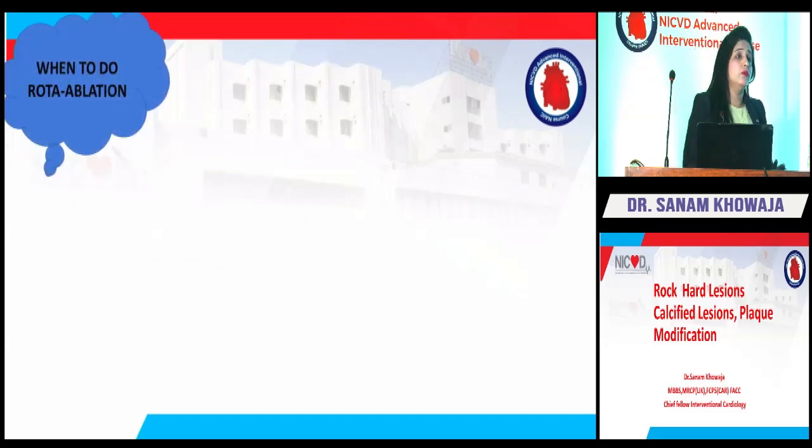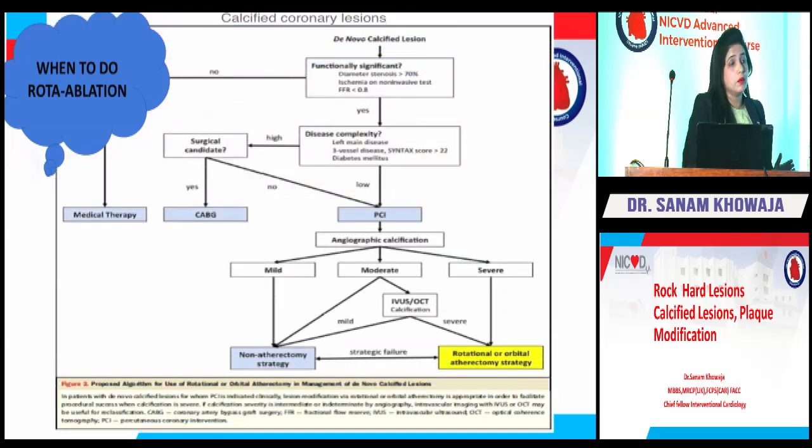So when to do a rotablation? That's very important, because it's a procedure which comes with a lot of bad ends as well. So rotablation is only indicated when we have a functionally significant artery. By functionally significant, we mean that the stenosis is greater than 70%. We have objective evidence of ischemia. The FFR is less than 0.8.